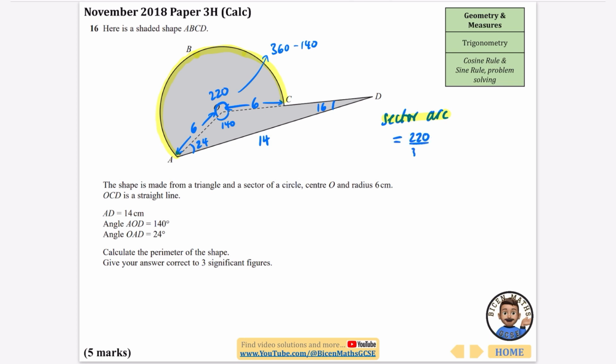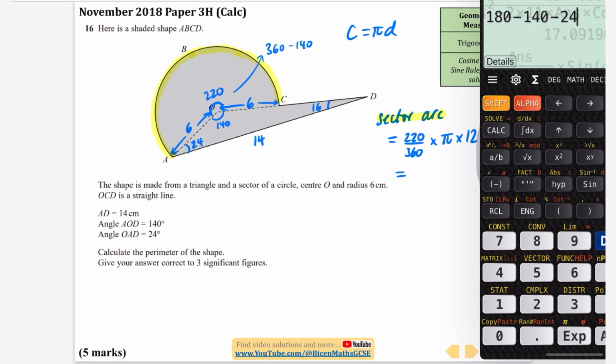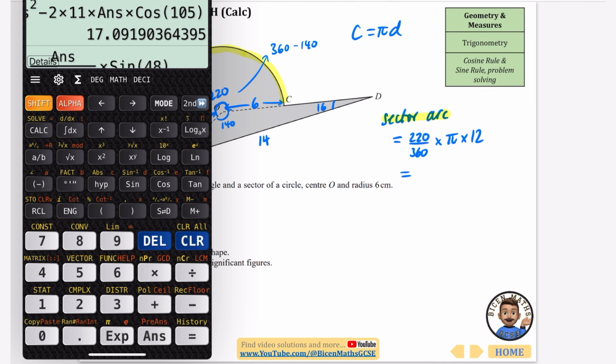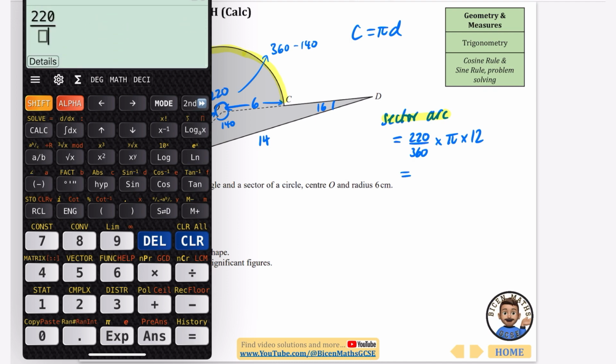So the sector arc is going to be equal to the fraction of that whole circle. So that's 220 out of 360 multiplied by the circumference. Now remember, the circumference of a circle is pi multiplied by the diameter. So it's going to be pi multiplied by the diameter of the circle, which is 12, because the radius is 6. So let's find out what that sector arc is by getting that all typed in. So we're going to do 220 out of 360. We're going to multiply that by pi, and we're going to multiply that by 12.